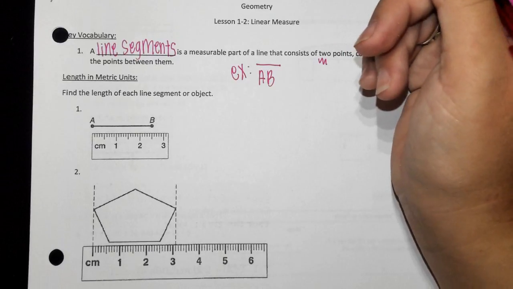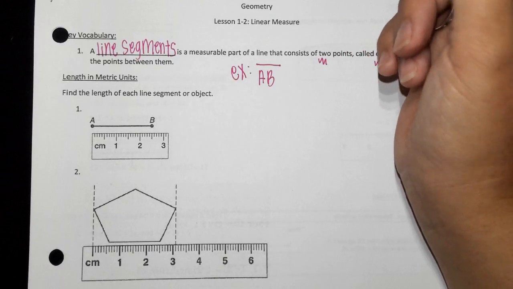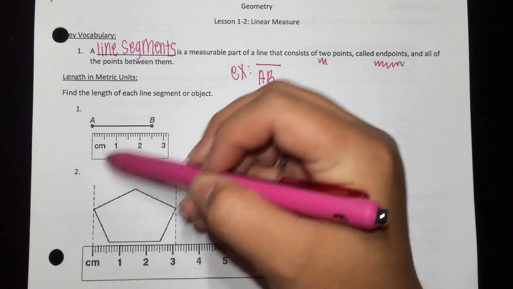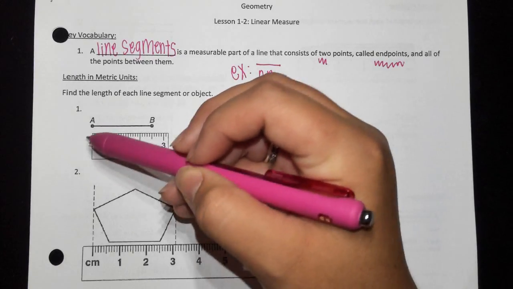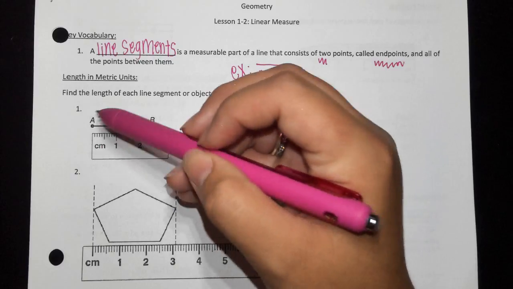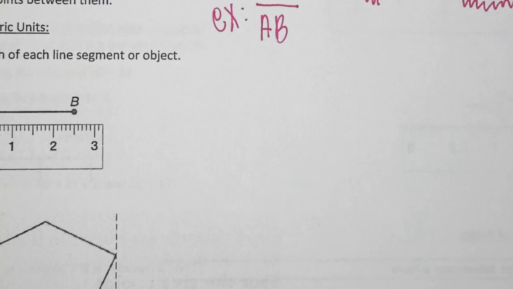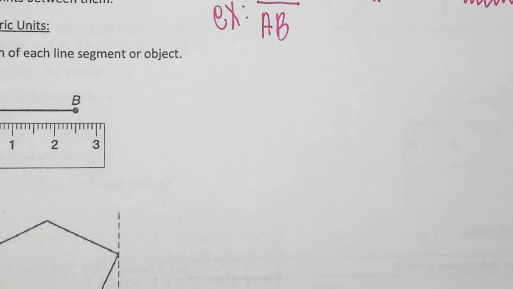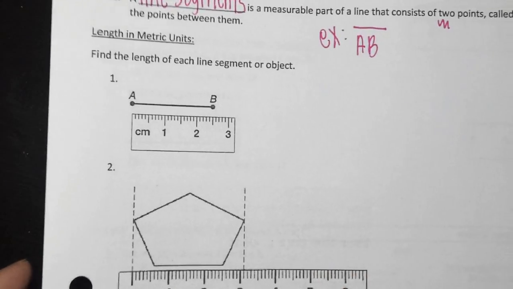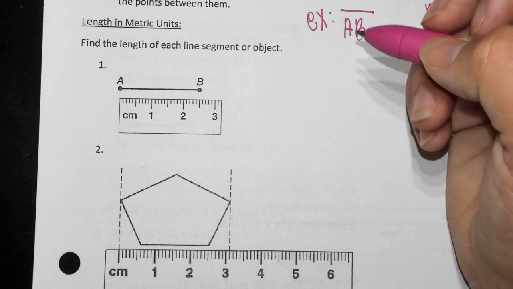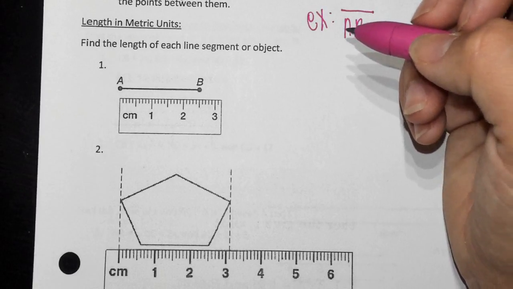Now, we have to learn how to measure using two different units. The first unit we're using is centimeters. You have to put centimeters or whatever unit we're using on the end. If you just put 1.5, I don't know what you're talking about. I do take points off. I take half off for this test.